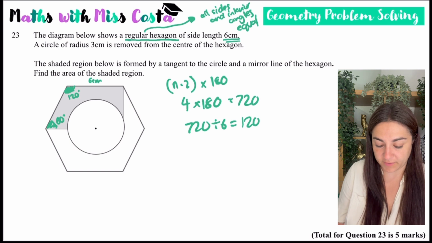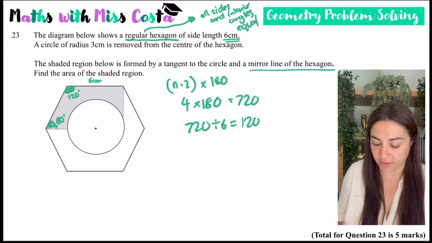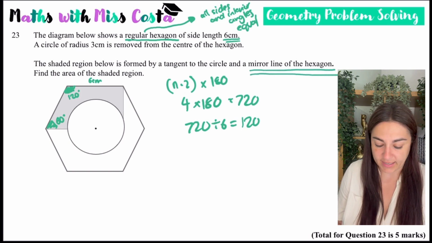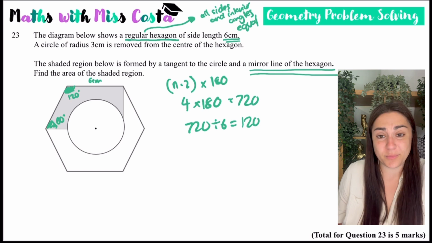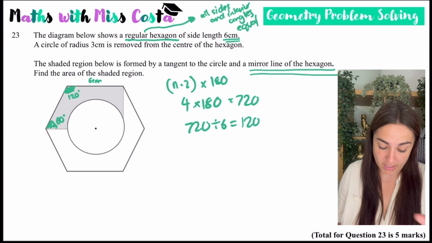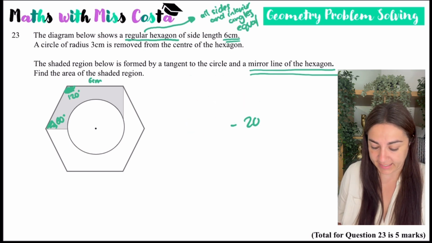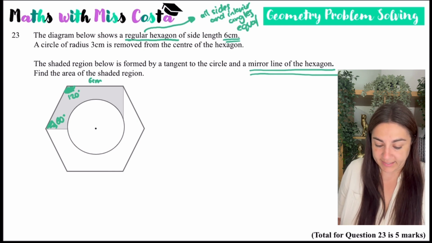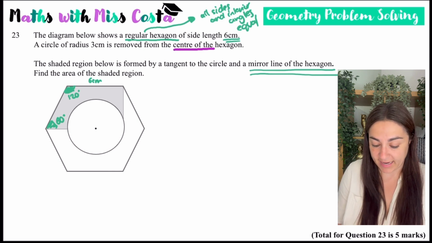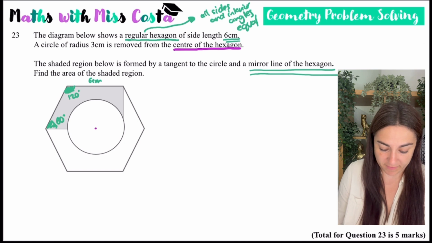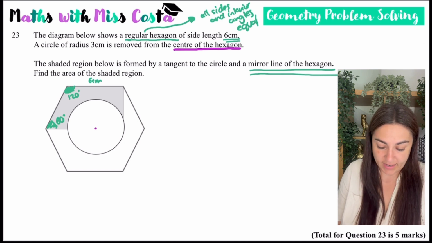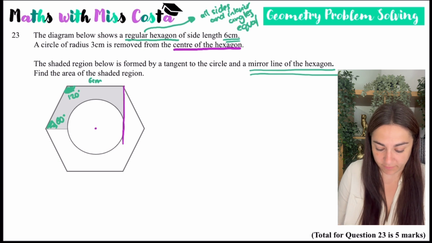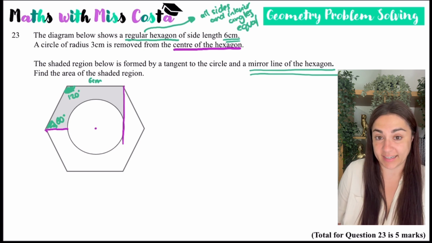I'm told that the shaded region below is formed by a tangent to the circle and a mirror line of the hexagon. Now, I might not actually need all this information, but it's always helpful to see what you can figure out instantly from the question. I'm told that a circle of radius 3 centimeters is removed from the center of the hexagon, which must mean that this is the center of the hexagon, and that the shaded region below is formed by a tangent to the circle, so over here, and a mirror line of the hexagon. So that means it splits the hexagon exactly in half.